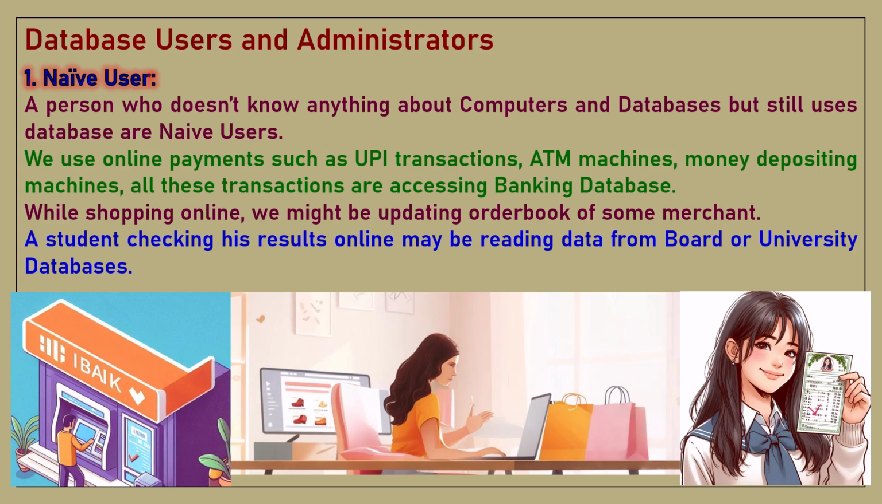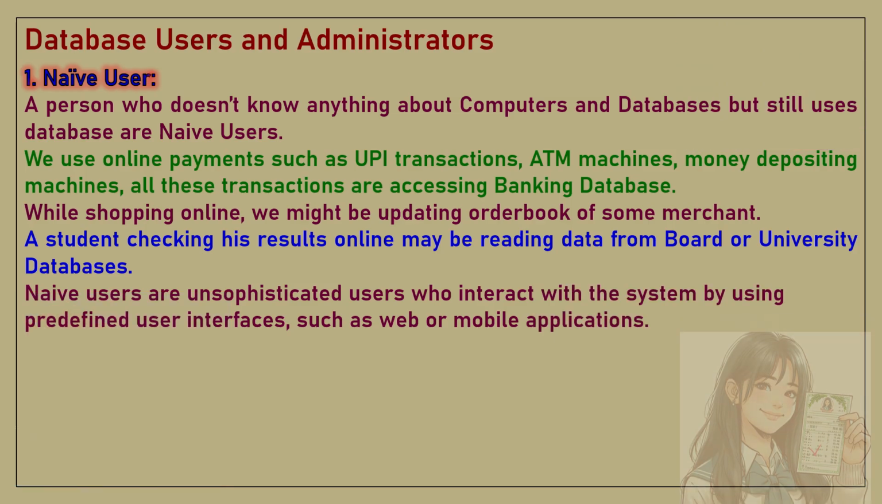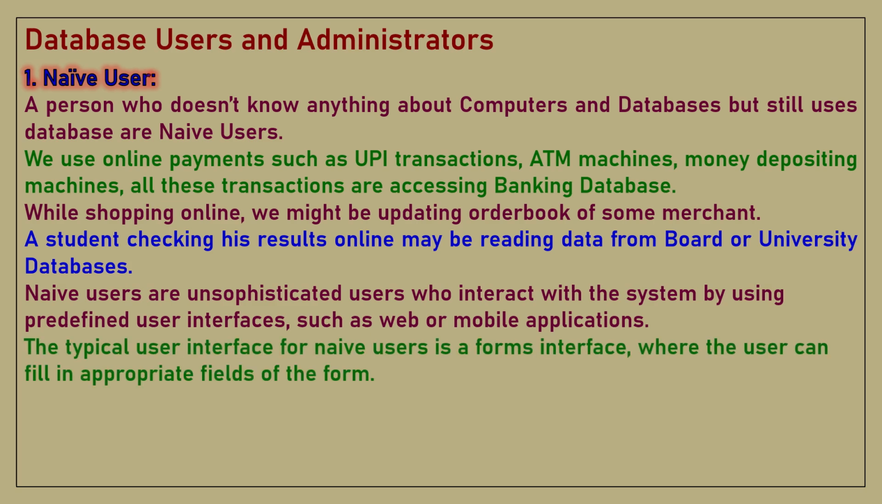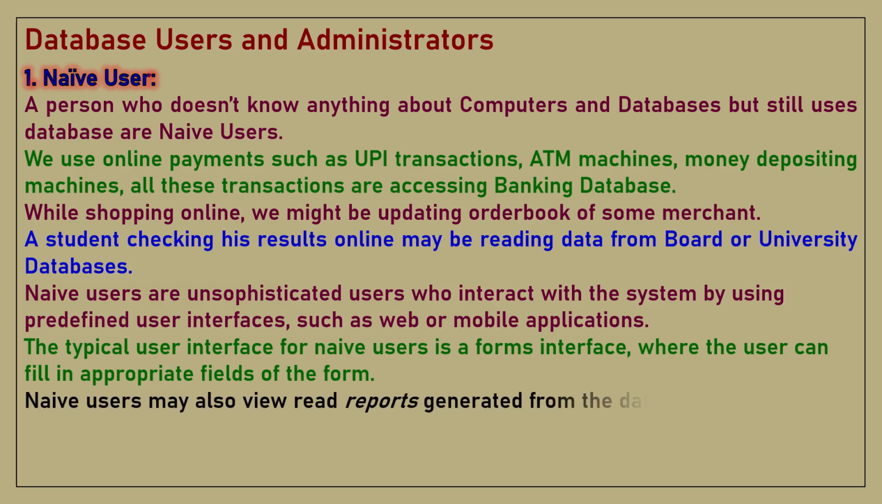A student checking his results online may be reading data from board or university databases. Naive users are unsophisticated users who interact with the system by using predefined user interfaces, such as web or mobile applications. The typical user interface for naive users is a forms interface, where the user can fill in appropriate fields of the form. Naive users may also read reports generated from the database.